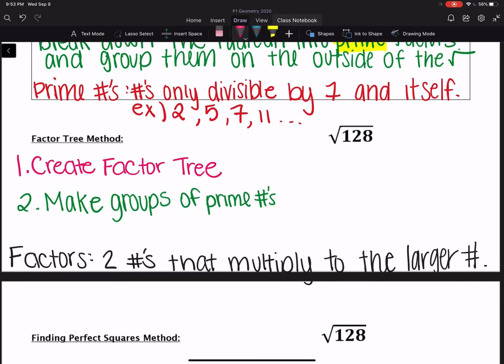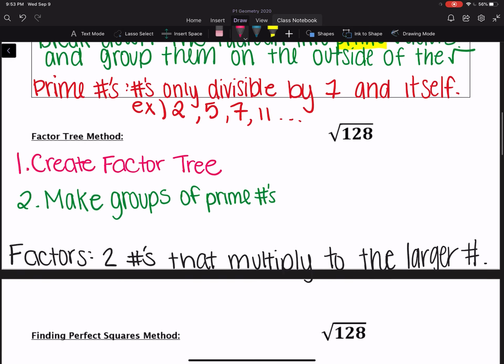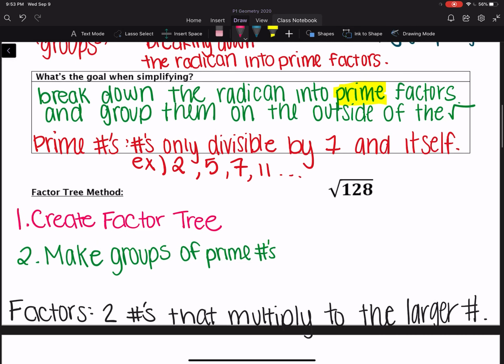Right, so in this first example, I'm going to simplify the radical of the square root of 128 using the factor tree method. My factor tree method has two steps. My first step is that I want to create a factor tree, and then my second step is that I'll make groups of prime numbers and then create my leftovers if I have any.